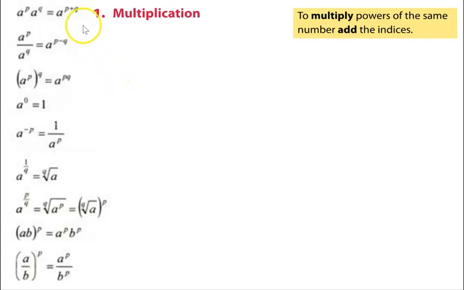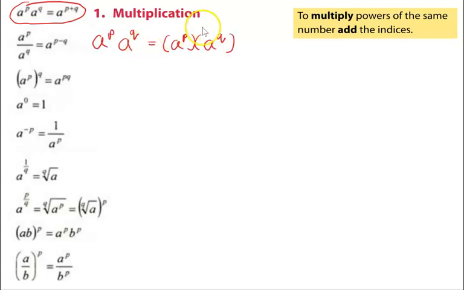So focusing on multiplication, this is our first rule. This is what you'll see in your formula book. a to the power p stuck on a to the power q. The two things stuck together in maths mean multiply. So this really means a to the power p multiplied by a to the power q. And the rule is a to the power p plus q. So multiplying powers with the same base, we add the powers. That's the very first rule in the formula book.